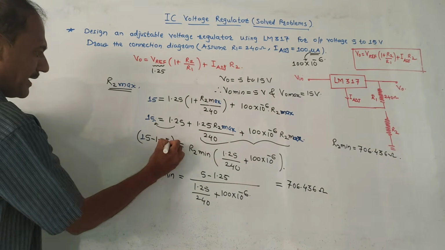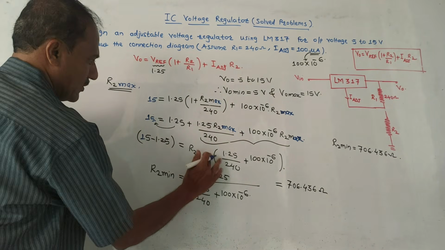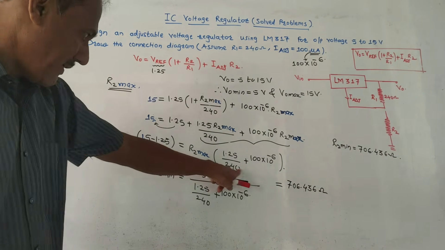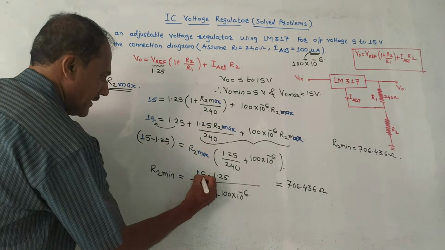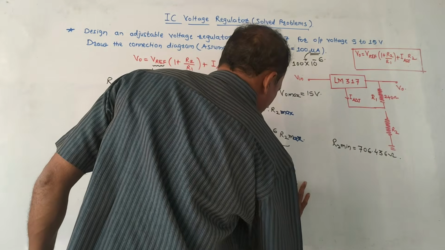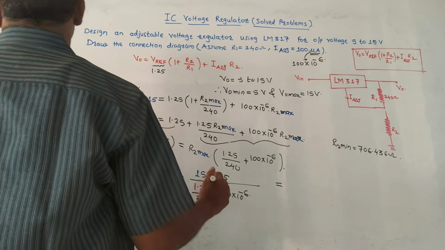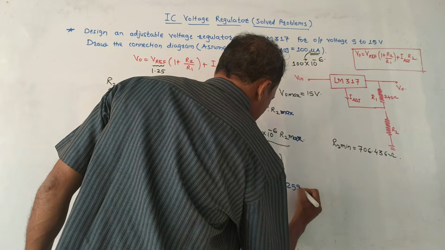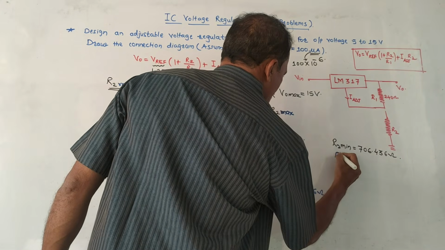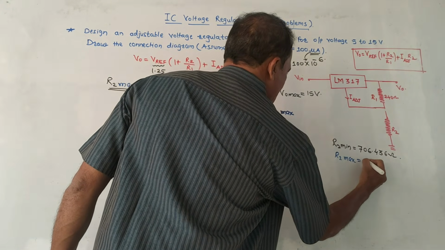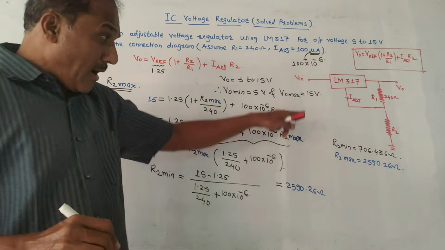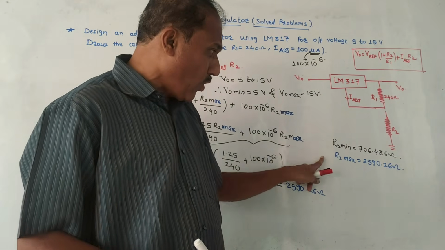So this will come 15 minus 1.25. Remaining all the things are same. So R2 max is equal to, the same equation, you will be getting in this bracket. So this becomes 15 minus 1.25 upon the same. So the answer of R2 max will be 2590.26 ohm. So R2 maximum is equal to 2590.26 ohm. Now how to show this in the diagram? We have got two ranges.